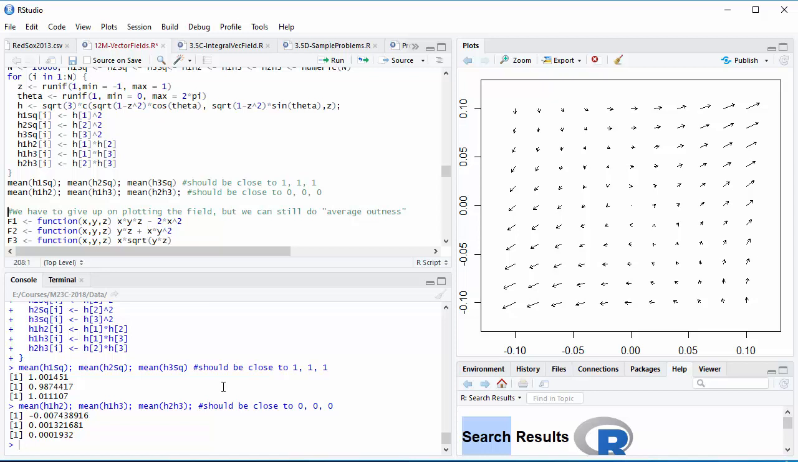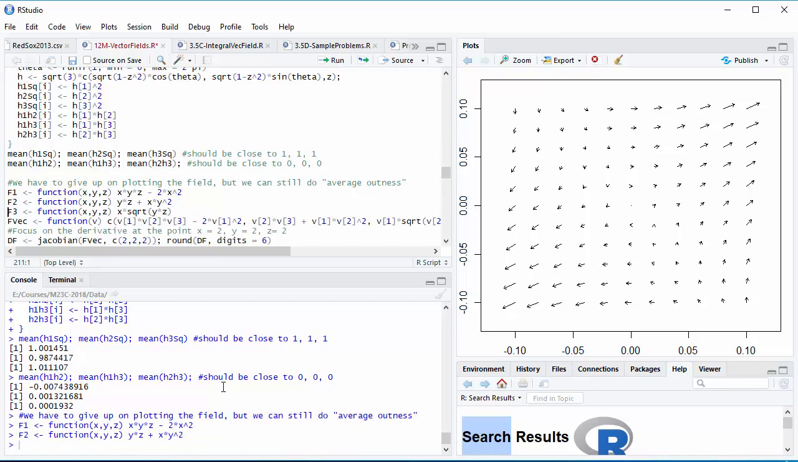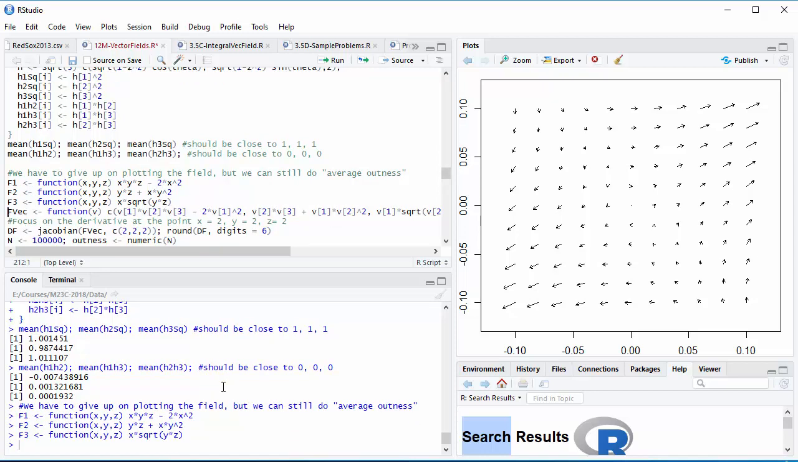Now we're in 3 dimensions, and I can't plot this vector field on a flat screen, but I can still compute the average outness. So let's define a vector field now. And because I want to use my nice Jacobian function, I write this as a function that takes the 3 components of a vector and returns a 3-component vector.